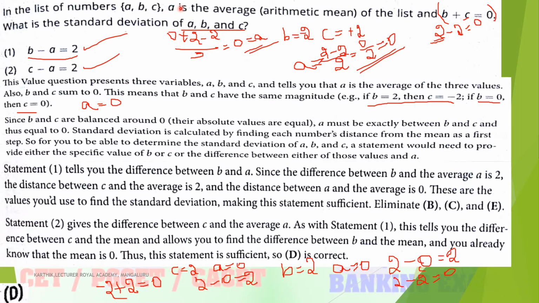First, to determine the value of ABC. Here A is the arithmetic average, the mean, and B plus C is equal to 0. From that expression you can assume the values of A, B, C. Okay, so the statements are given. The first statement tells that B minus A is equal to 0.